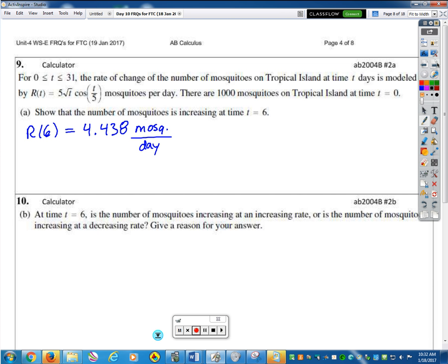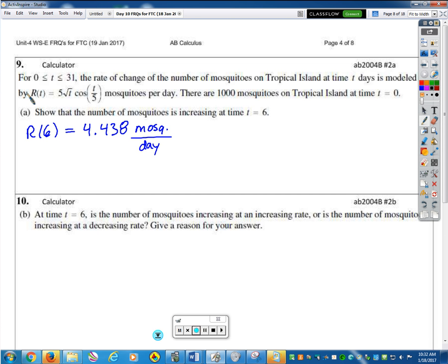This problem says that you have an island, and on that island, some scientist is trying to keep track of mosquito population. Interesting problems, interesting being somewhat of a sarcastic term. Okay, so they have a formula for the rate. Look at me. Don't mix this up. This is not the number of mosquitoes. It's the rate. It's how fast the mosquito population changes at any moment in time.